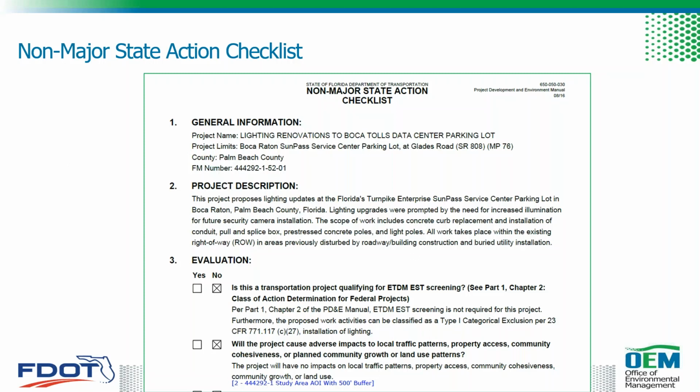Item 2 summarizes the project description. It's a brief description of the existing conditions, the purpose and need, and the proposed improvements, such as things like the number of lanes, structures, median, and right-of-way.